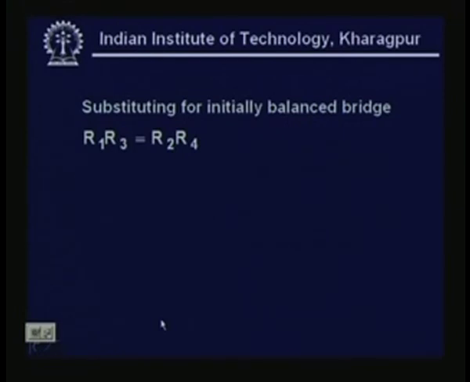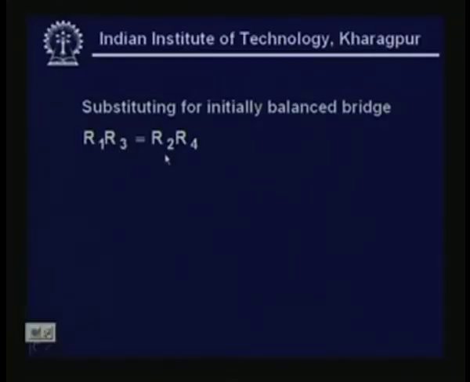Substituting for an initially balanced bridge, usually in the standard load cells we will take all the 4 resistances equal. It is not necessary that you have to make them equal, but as you know from the basic principle of the Wheatstone bridge, the bridge will be more sensitive when all the resistances are almost equal. Otherwise, when R1 into R3 equals R2 into R4, this is also the initial balance condition of the bridge.